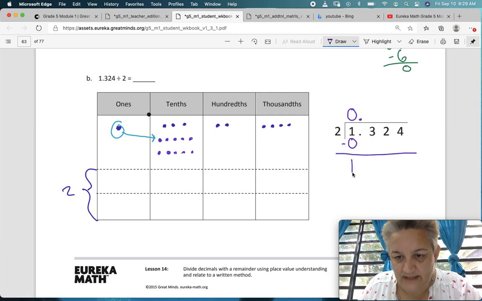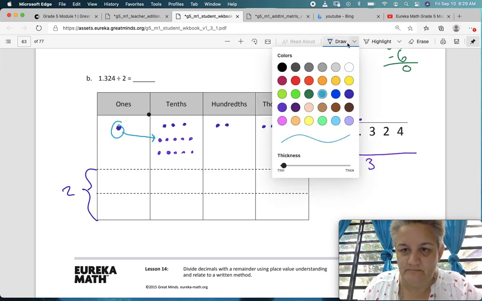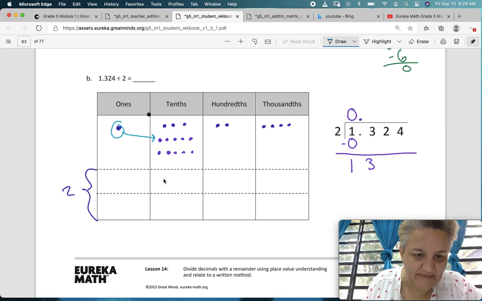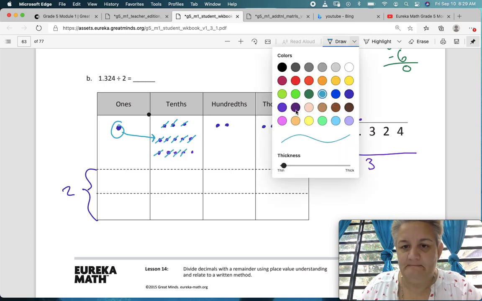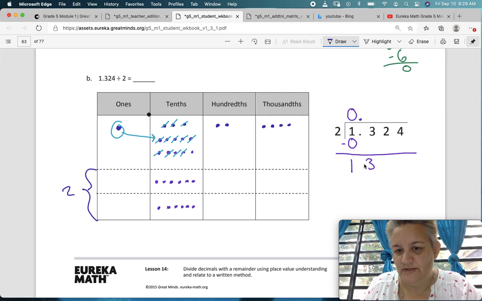Then I have 1 and 3. Now I have 13 tenths. Okay, so I have 13 tenths. So 13 divided by 2 would be 6 each, right? So I'm going to take 6 from the top and 6 from the bottom, and I'm going to move them down. So 1, 2, 1, 2, 1, 2. Now I have 6 here. And 6 here. Okay. 2 went into 13 tenths 6 times.